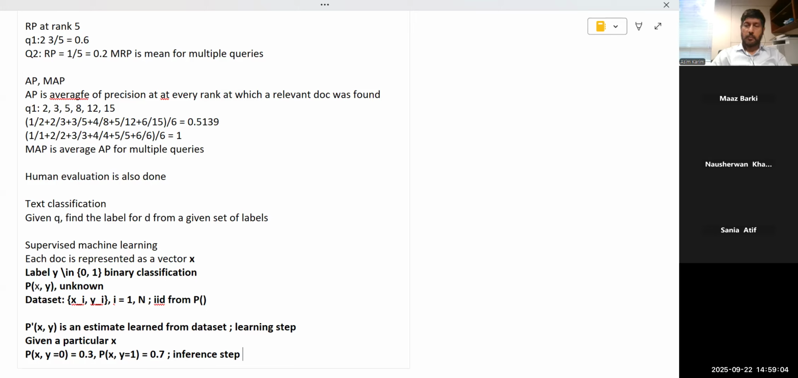Once we have that p prime, we can then make a decision regarding any new x. So given this new x, we find the two possible probabilities, y is equal to 0, y is equal to 1. The label for which the probability is high would be the best for that particular x.